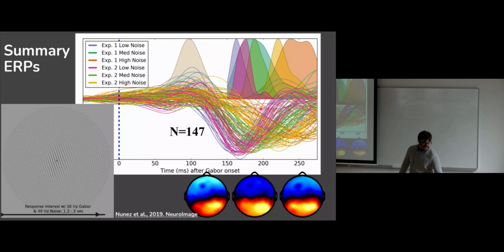So this is just to show that we have a ton of variability in this N200, on average, but also on single trials, driven a lot by the feature of the noise.